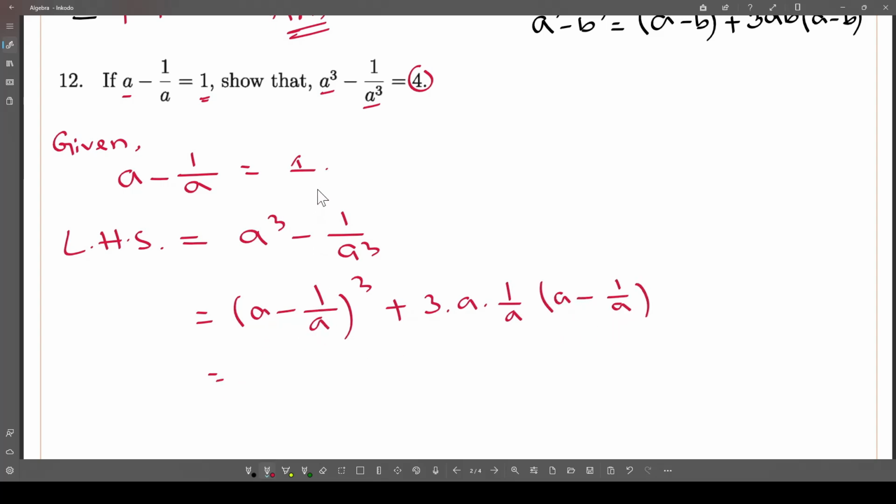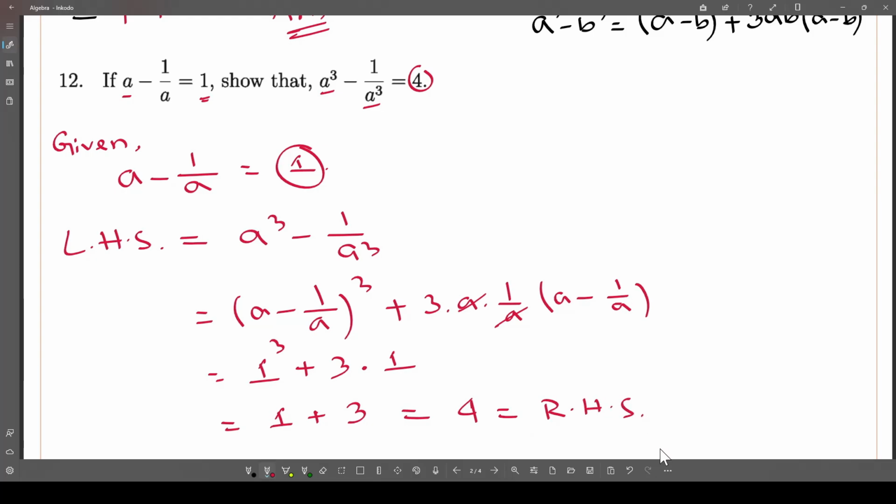So a minus 1 by a means 1, and here is 1 cube plus 3, a and 1 by a cancel out, times a minus 1 by a, which is 1. So 1 cube means 1, 3 times 1 means 3. So the answer is 4, which is the right hand side. So we can say left hand side equals right hand side. Okay, it's very simple.